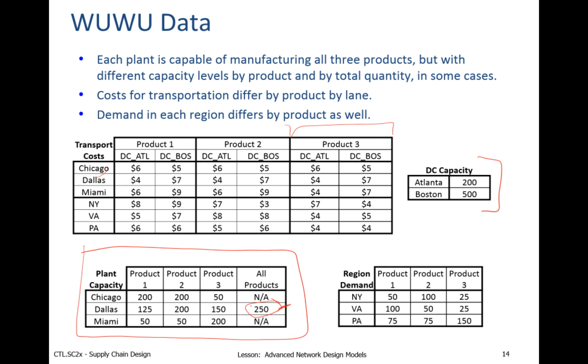Now, if this capacity for Dallas as a whole was greater than the sum of the individual capacities, then it doesn't matter. It's useless. Why have it there? It's not binding. But if it's less than the sum of the individual ones, then it could have an effect. And finally, I've got regional demands for each of the regions, each of the products, and you can see they vary. In Virginia, they like product 1. New York favors product 2. And Pennsylvania favors product 3. Realistic, that different regions will have different preferences and appetites for different products.